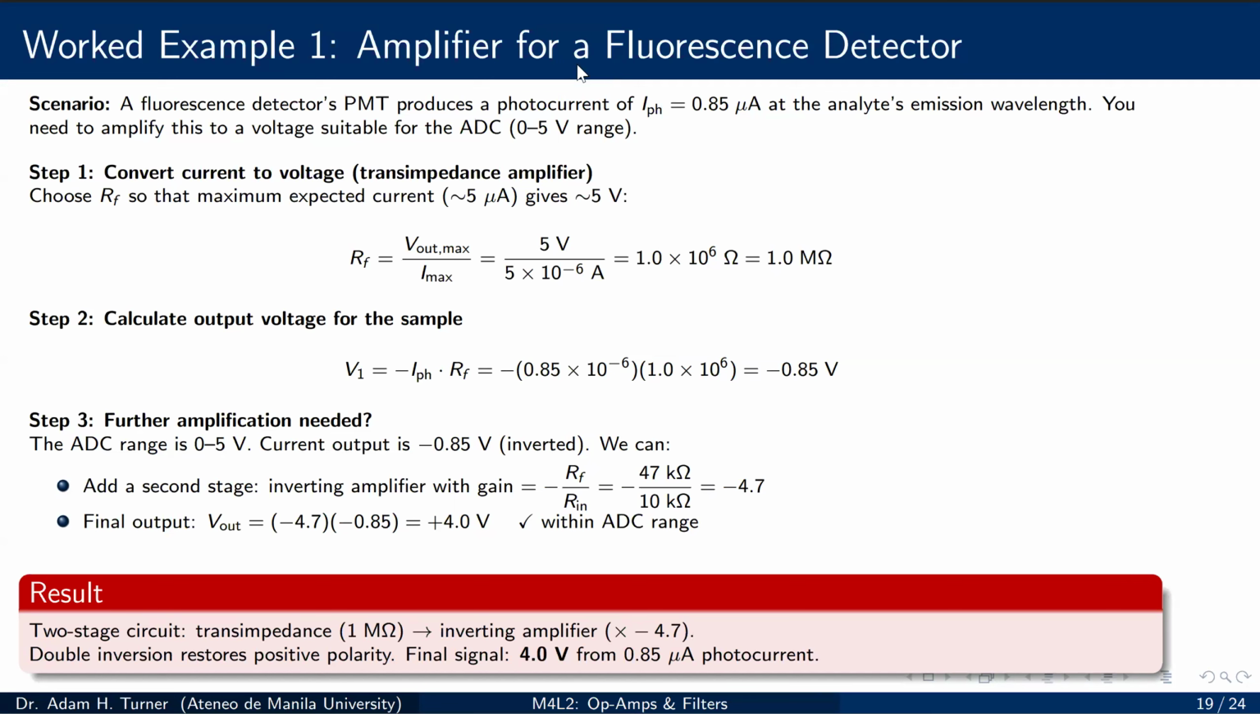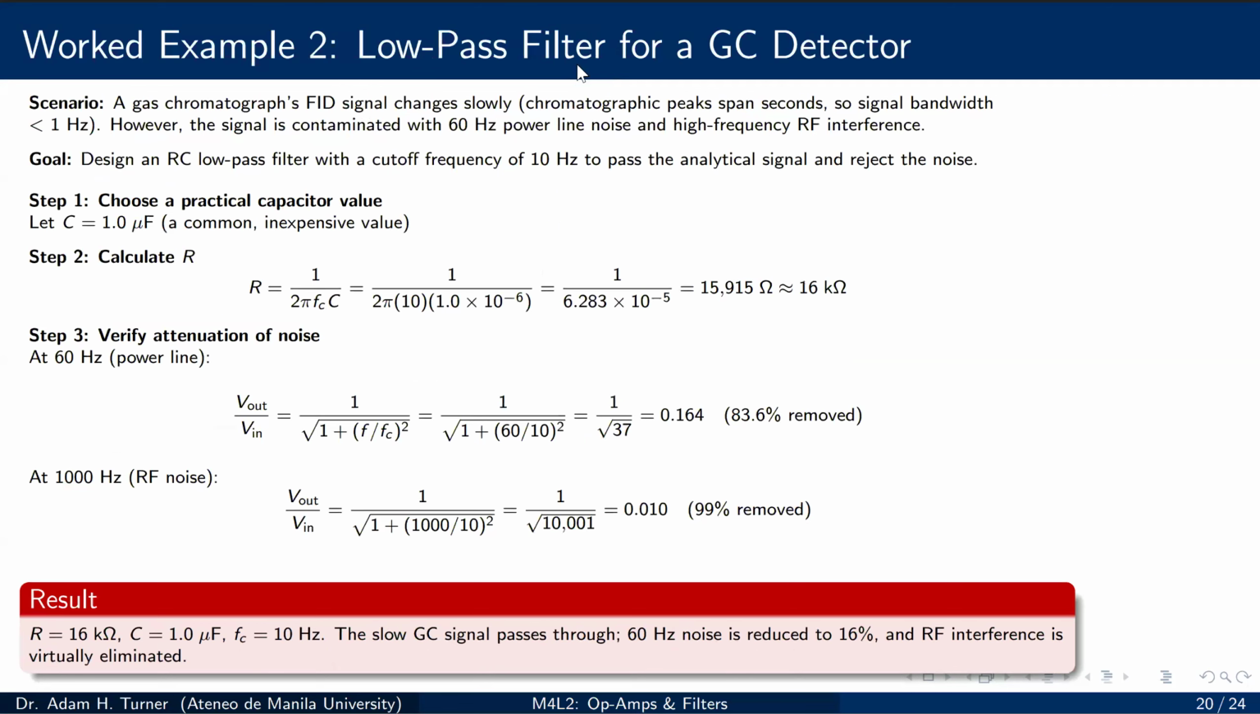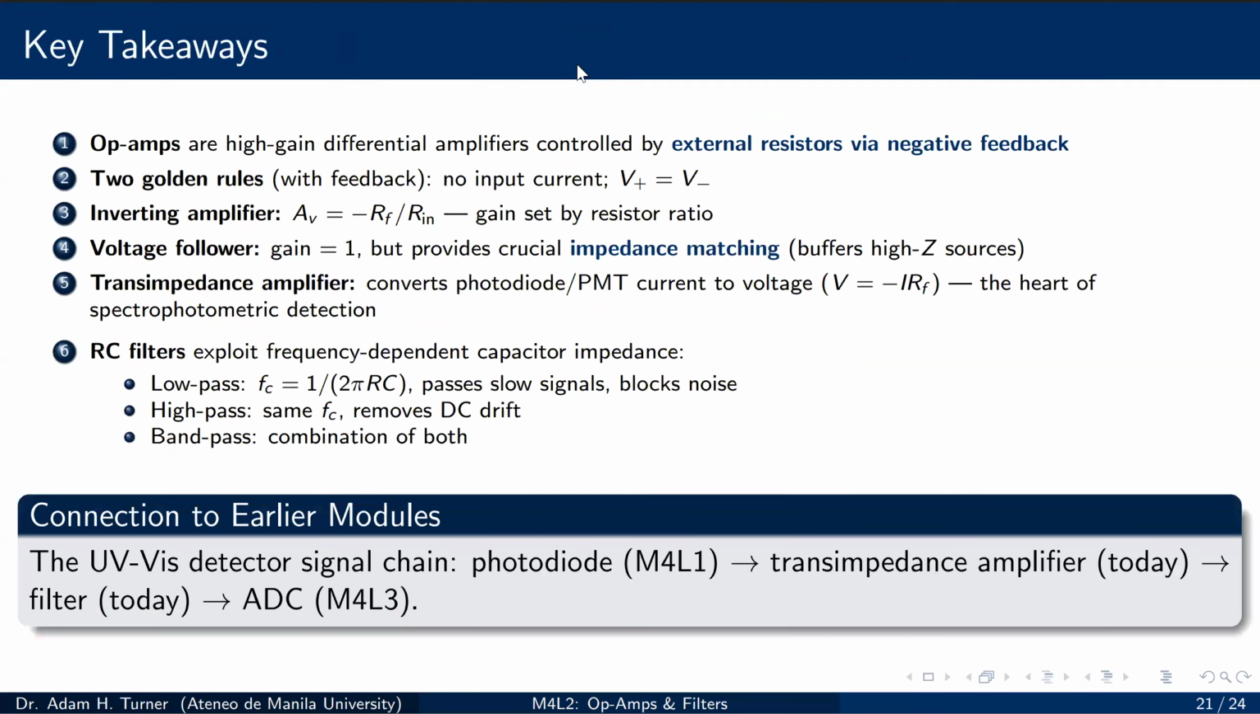This is the real two-stage signal chain. Stage 1 converts current to voltage, Stage 2 amplifies and reinverts. This exact architecture is inside a fluorescence spectrophotometer.